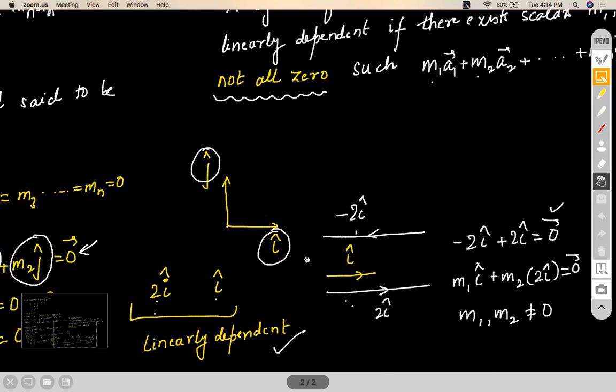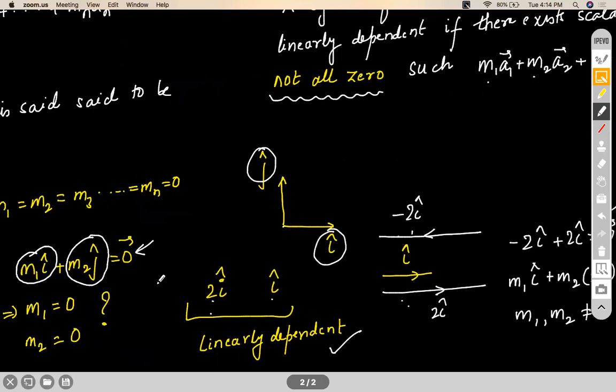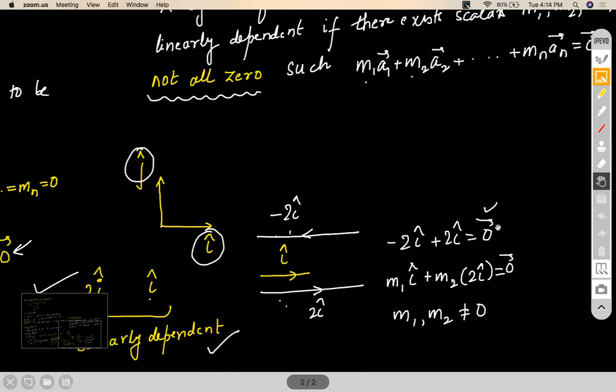So this is the example which I was explaining to you, that there is an m1 value, m2 value. In this case, both will not be 0. And you can still obtain a null vector by its linear combination. That means you can create a closed path by playing with the magnitude and direction of these two vectors here.